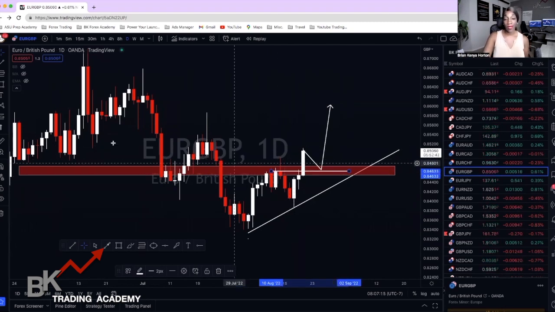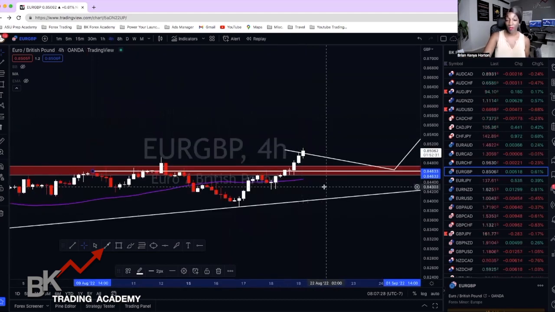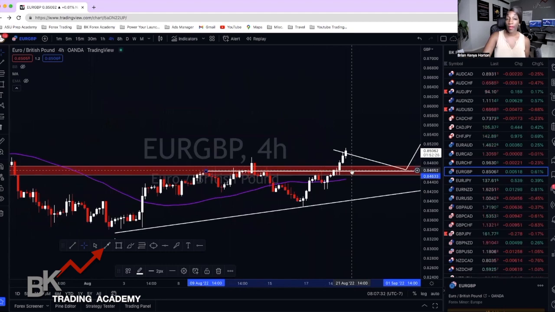And one of the things that I see here is I like to use the 50 MA for directional as well. You can see it is getting ready to cross our daily here, but I would be using this on the lower time frame. So if I were to jump down to the 4 hour, for example, once that price pulls back, you can see that on the 4 hour, we will be looking for a retest back into this previous structure and for price to be above the 50 MA.